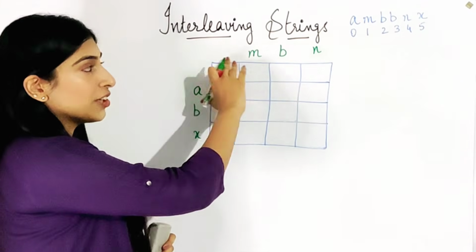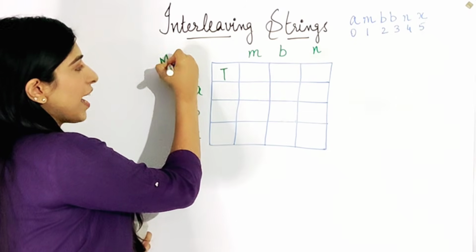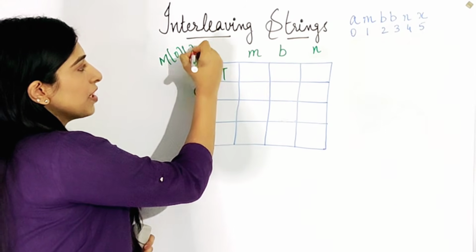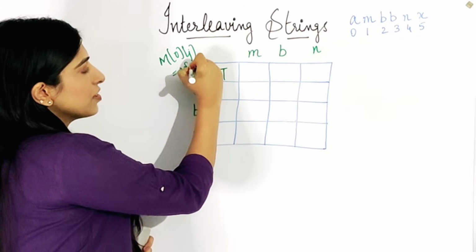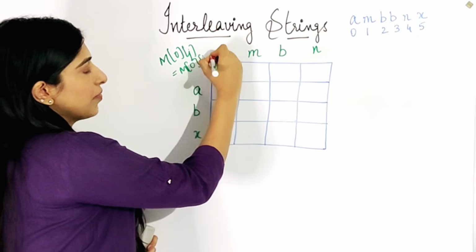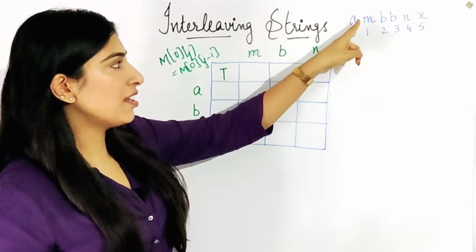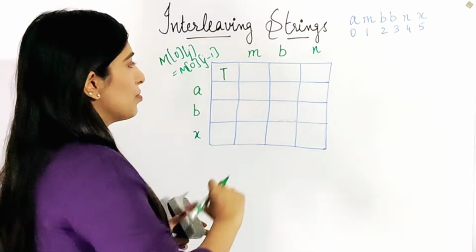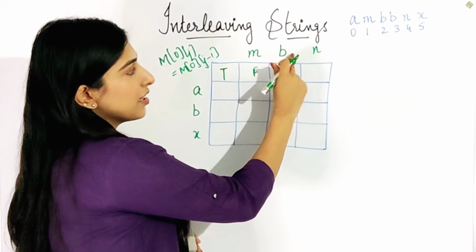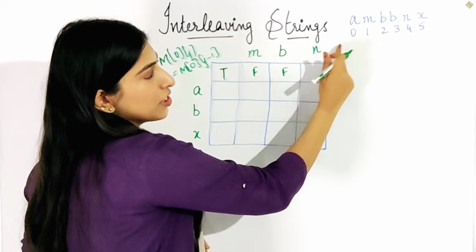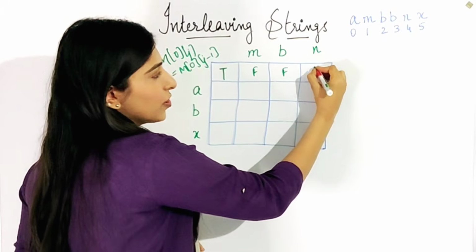The initial condition for the first row will be m of ij. Actually we can write m of 0j will be equal to m of 0j minus 1. Why am I saying that? Here, as you can see, this m and a don't match, so it will be false only. Here also b and m don't match, so it will be false only. Here also n and b don't match, so it will be false only.